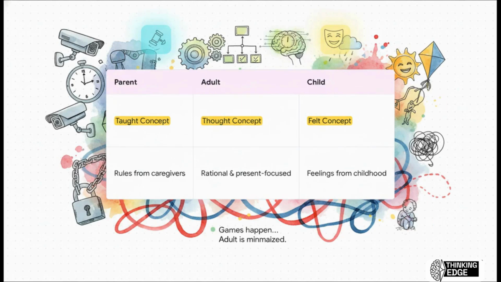Let's break it down. Think of your mind like a smartphone. The parent ego state? That's the app that's full of all the rules, the shoulds and shouldn'ts that you downloaded from your parents and other authority figures. The child ego state is the app with all your feelings, your joy, your creativity, but also your old fears and temper tantrums. And the adult? That's your processing unit, the part that's just looking at the data, right now, and making a rational call. A game happens when the parent and child apps hijack the whole system, and the adult gets pushed to the background.